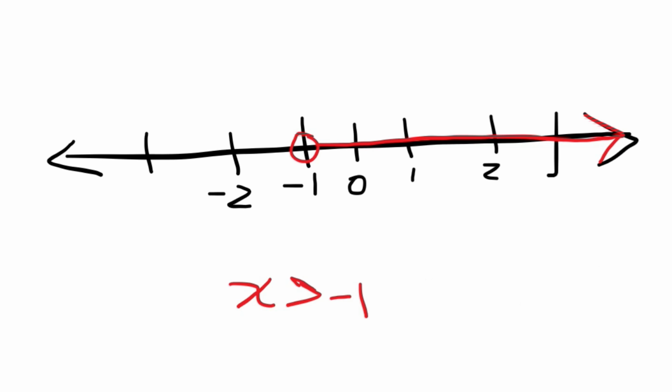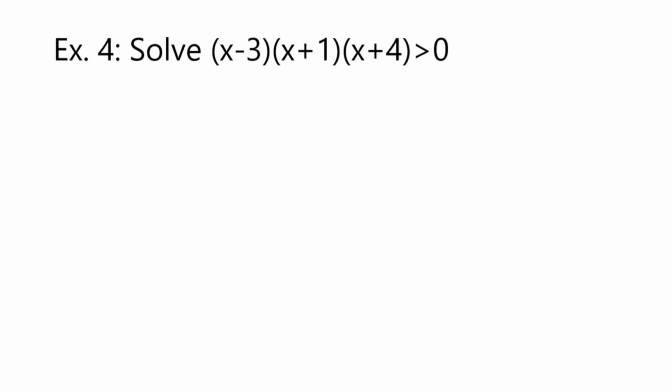If we were to write a closed interval, right, being x is greater than or equal to -1, then this dot would be filled in. And that filling in of the dot means that it includes -1. So x could include -1 or any number between -1 and infinity. Okay, so let's go back to the worksheet real quick.